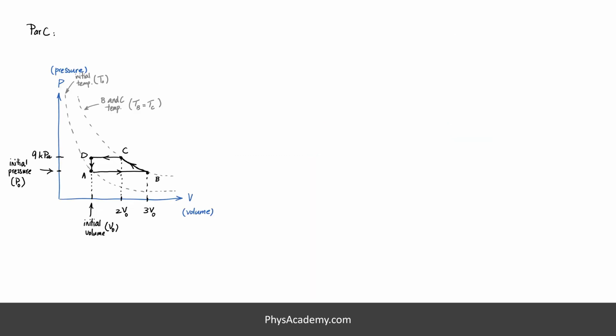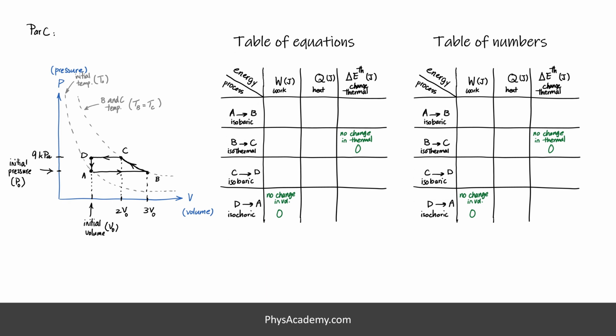In part C, we'll calculate the exchanged work, heat, and the change in the thermal energy of the system through each of the processes. Let's list everything in two identical tables, as shown. We'll use the left one to list the equations we need to use and the right table for listing the actual numerical values. We already know that in an isothermal process, the thermal energy doesn't change, so for the B to C process, delta E is 0. We also know that from D to A, the work exchange in an isochoric process is 0.